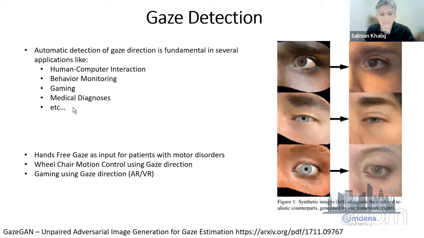Like medical diagnosis. So these are a few use cases you can see. Hands-free gaze as input for patients with motor disorders. Wheelchair motion control using gaze direction, and gaming using gaze direction, meaning virtual reality and augmented reality, VR, AR, they are getting very advanced. And we can apply this because we don't have enough data in that particular field, and we can generate data using GANs for those kinds of applications.